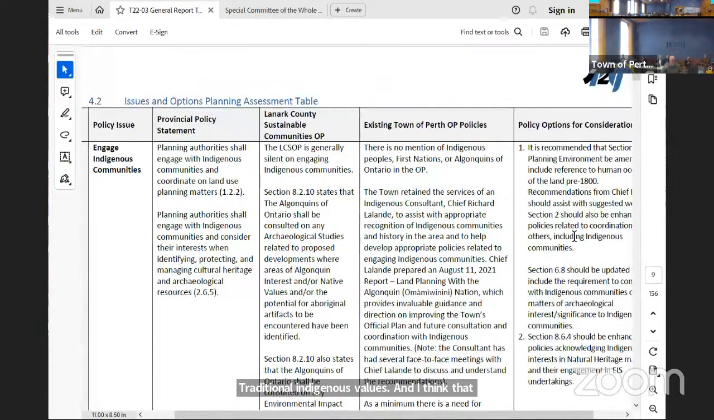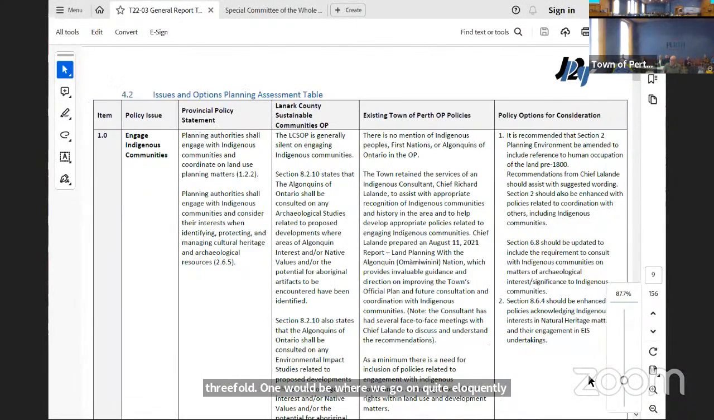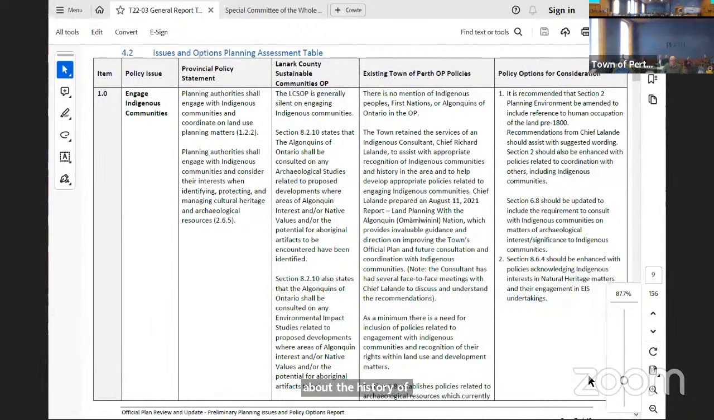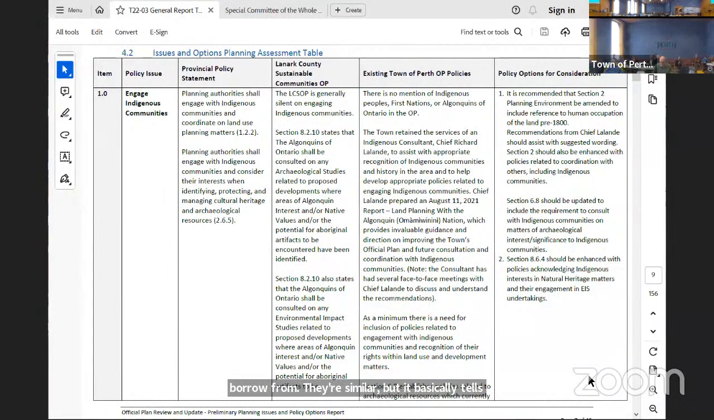One would be where we go on quite eloquently about the history of colonial occupation of the town of Perth. We should have something similar about pre-colonial occupation. And Chief Lalonde and I have worked on wording in other communities that we would borrow from. They're similar, but it basically tells how the lands were occupied pre-1800.